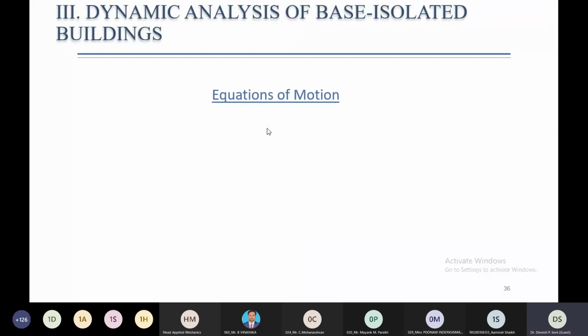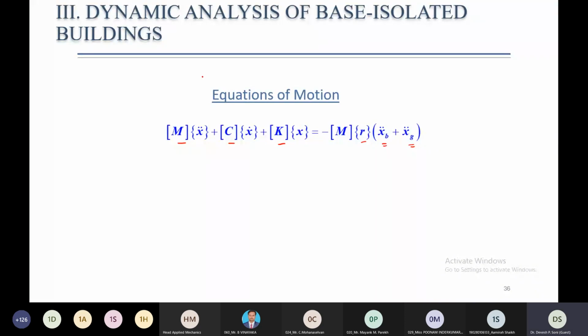Now, with this, our second part is over. Now, third part, dynamic analysis of base isolated building. The analysis is carried out first by writing the equilibrium equation, the dynamic equation, and this is the general form of the governing equation of motion of an MDOF system, where M is the mass matrix, C is the damping matrix, K is the stiffness matrix, R is called the influence coefficient vector, x double dot g is the ground acceleration, and x double dot b is the acceleration of the base mass.